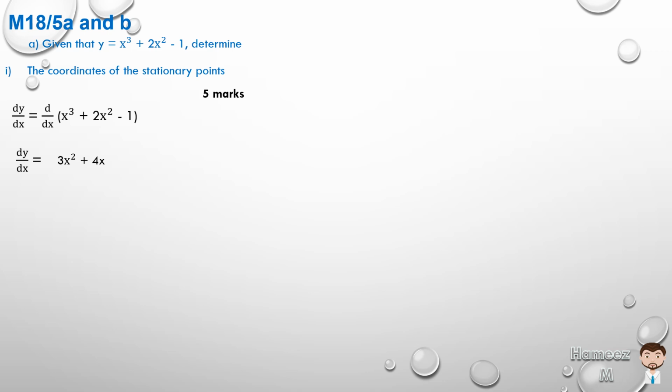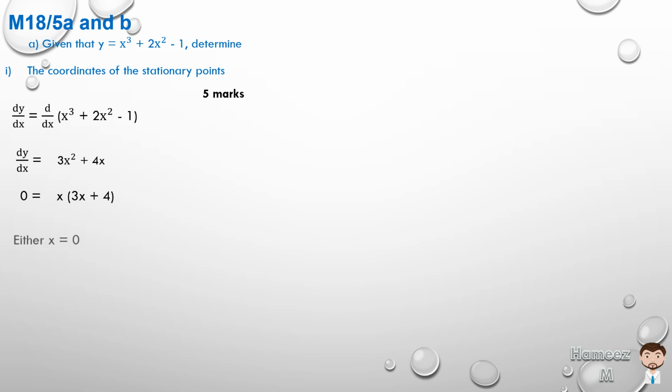And for a stationary point, what do we recall? That the gradient at that point is 0. So dy dx is equal to 0, so we can substitute. 0 is equal to, and we can factorize the right hand side, x times 3x plus 4. So we now have a quadratic which works out to be 0.